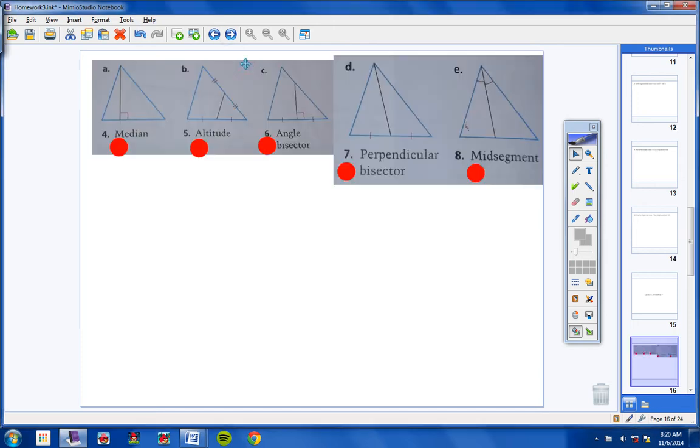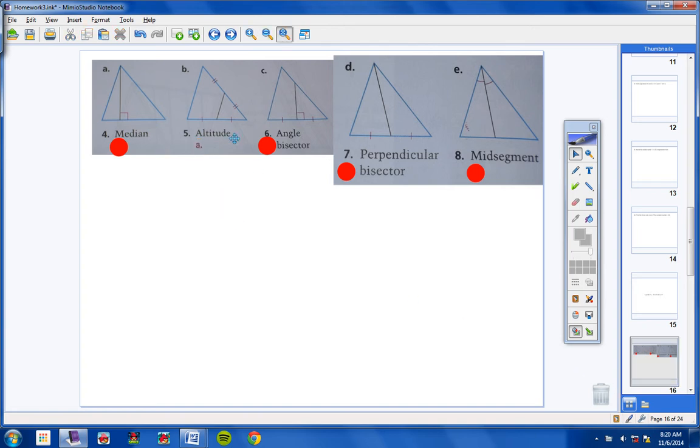So here we go. Okay, well, it looks like to me, guys, we would have this right here is a segment that runs from the vertex to the opposite side, so that it's perpendicular to the opposite side. We call that an altitude. So number 5 is altitude. So number 5 should have letter A with it.